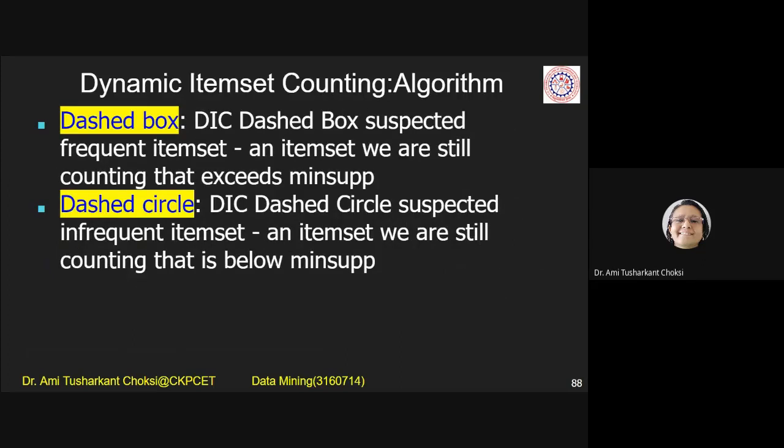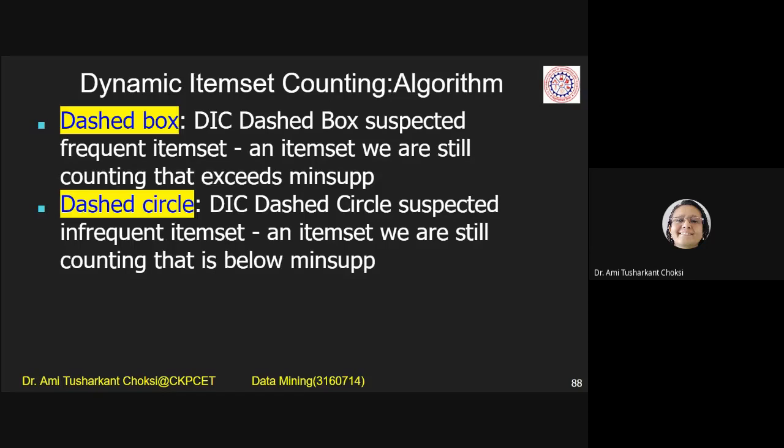Dashed box. What is that? Suspected frequent item set. It can be frequent, but will it be? That depends. An item set we are still counting that exceeds minimum support. Dash circle: suspected infrequent item set.